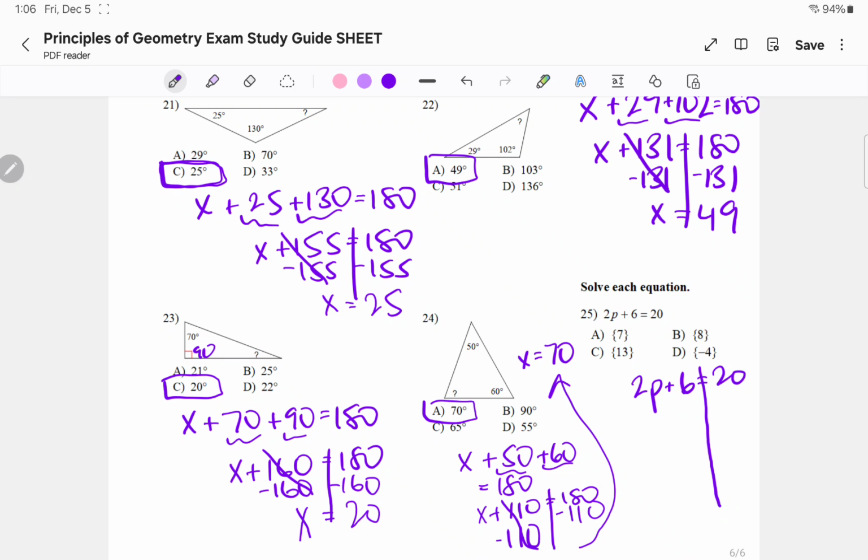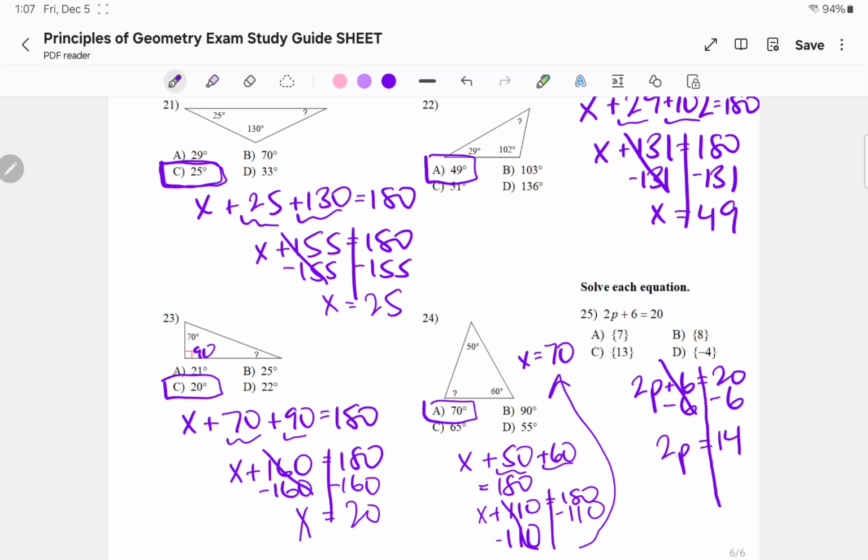And my goal here is to get p or x or whatever letter it is by itself. So I have to cancel out what's being added here. So how I cancel it out is the opposite. The opposite of plus 6 is minus 6. So I'm going to put that right underneath. And I'm going to do it to the other side too. So whenever I do to the left, I do to the right. That allows me to cancel those 6's out, and I bring down 2p. And then 20 minus 6 gives me 14.